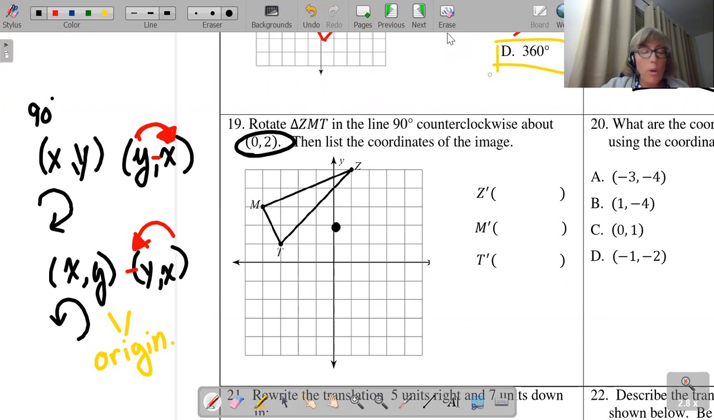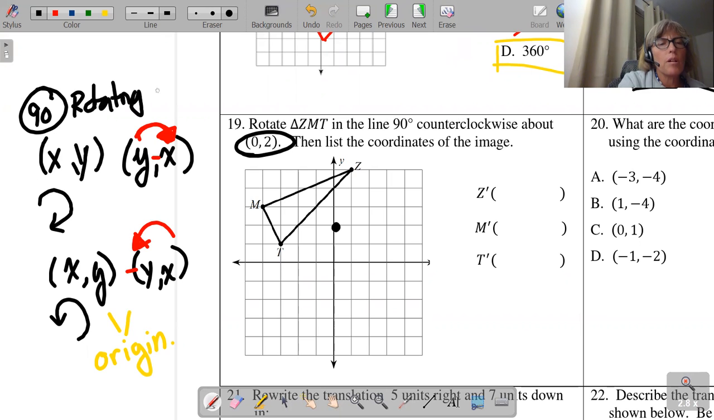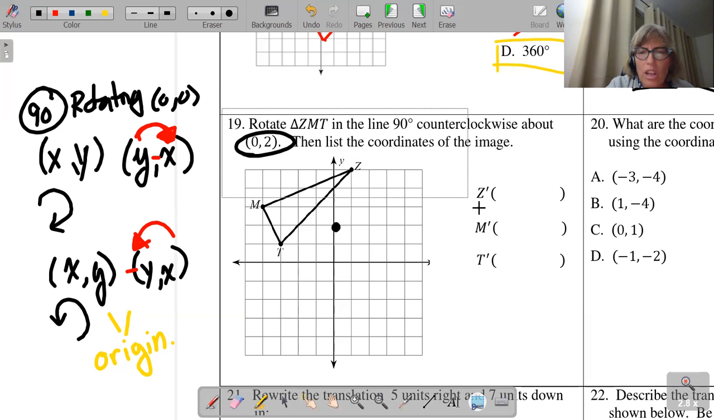Okay, so the rule that I have here on the left is only for rotating about the origin, which is 0, 0. But we are rotating about 0, 2. So this actually takes about 4 steps here. And this is rather complex for your first unit. I'm going to do my best to explain it, given the circumstances, and hopefully you'll find something beneficial here, Esther.